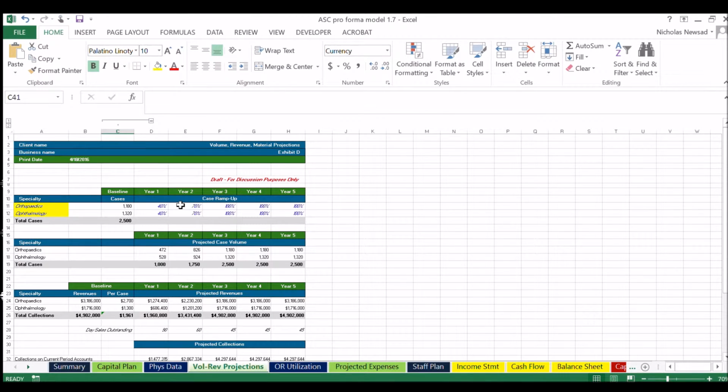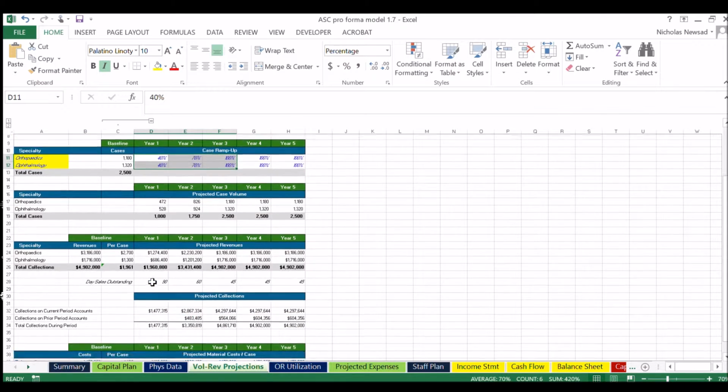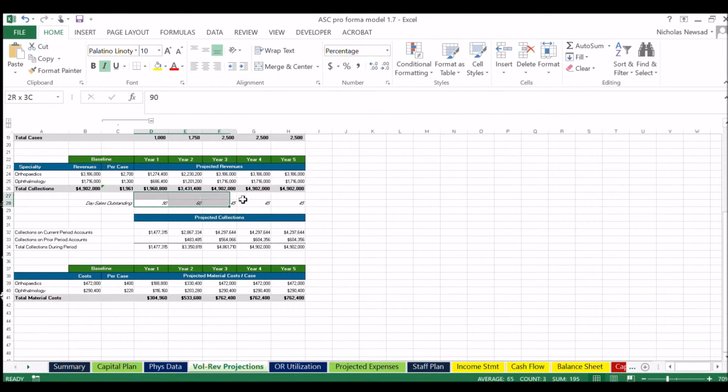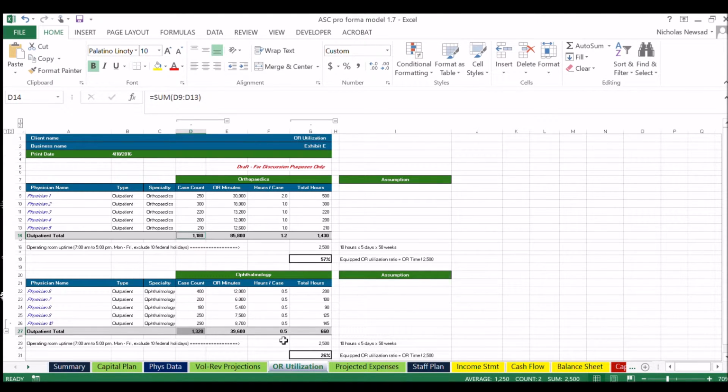Under the volume projections, this rolls up the physician data into surgical specialty groups, and then you can ramp up your case volume accordingly. This particular one ramps up over 3 years, and then they will roll up your projected revenues. You could manage your account receivable expectations here, and then you can also key in your projected supply and implant costs per case.